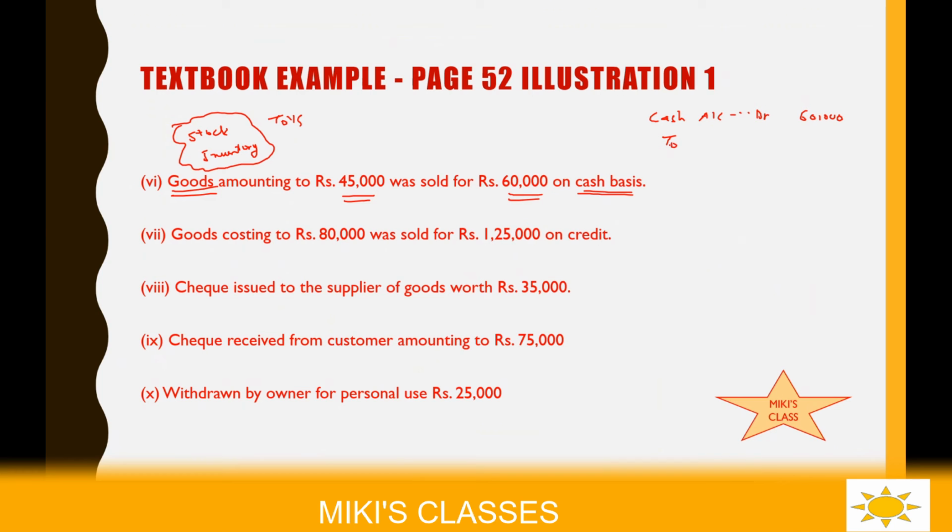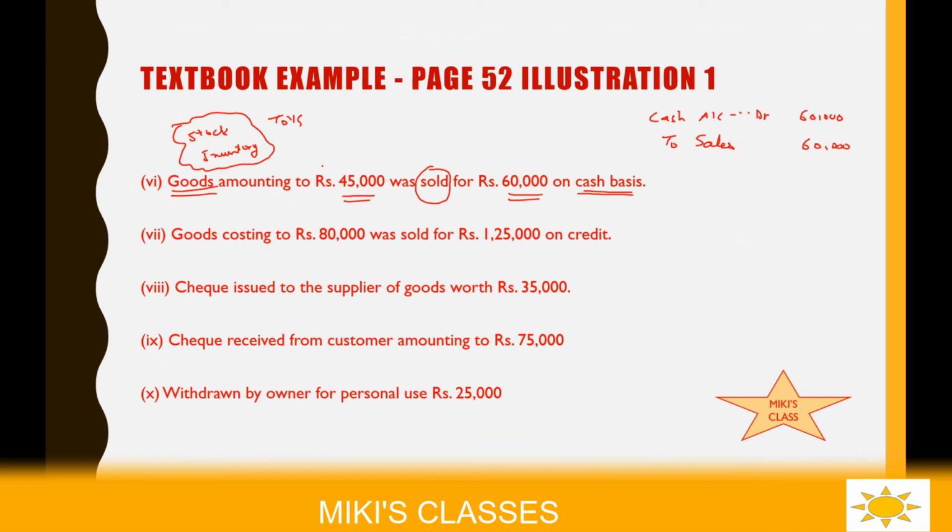Second, which is the other account which is involved? We have sold, so the other account which will be involved will be the sales account. Sales account, right? Has to be credited by how much? 60,000 again. Okay, why not 45,000?